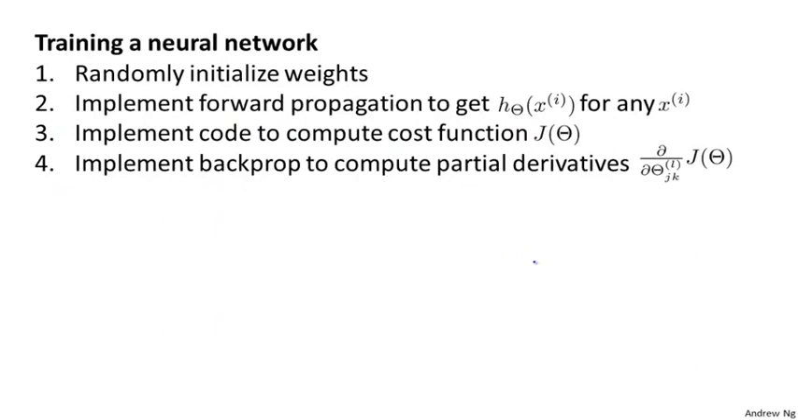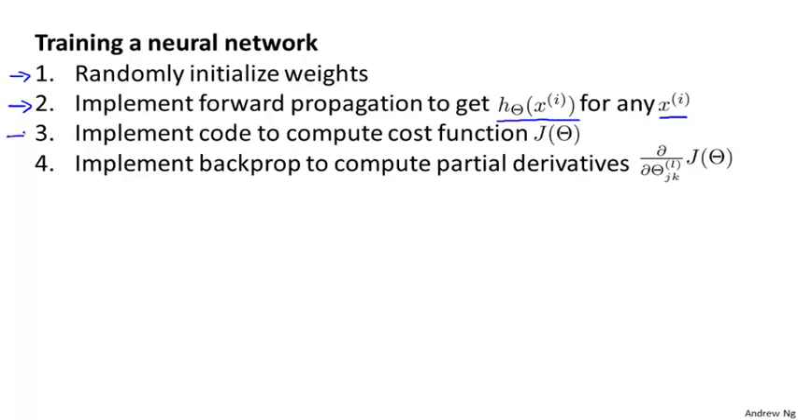Next, here's what we need to implement in order to train a neural network. There are actually 6 steps, 4 on this slide and 2 more steps on the next slide. First step is to set up the neural network and to randomly initialize the values of the weights. And we usually initialize the weights to small values near 0. Then we implement forward propagation so that we can input any input x to the neural network and compute h(x), which is this output vector of the y values.